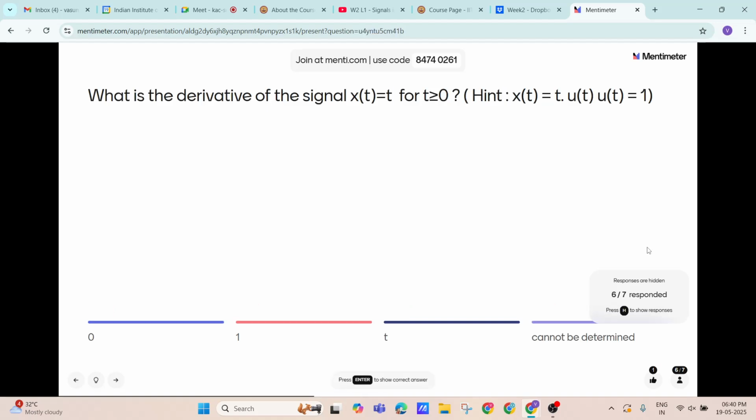And for the first question, what is the derivative of that signal? If you take t into u of t, the derivative will be 1, like a unit step signal. If you find the derivative of the ramp signal, then you will get the step signal.